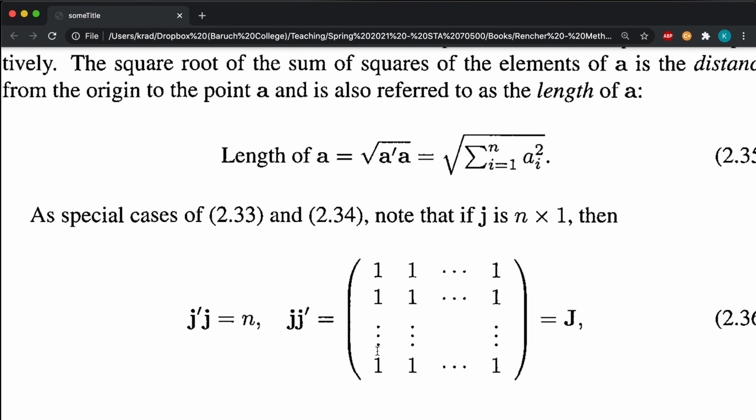So J transpose J is just the square of the elements. The elements of J are 1, so 1 square is 1, and there are n elements, so you get n. And then if you take the square root, it's the square root of n. So the length of J is square root of n. Now the outer product, if you do the math, you get the matrix full of ones, the capital J. So that's just another example of an inner product and an outer product.